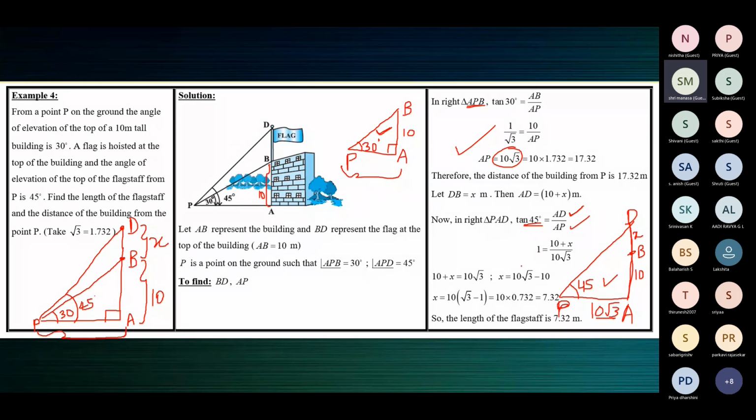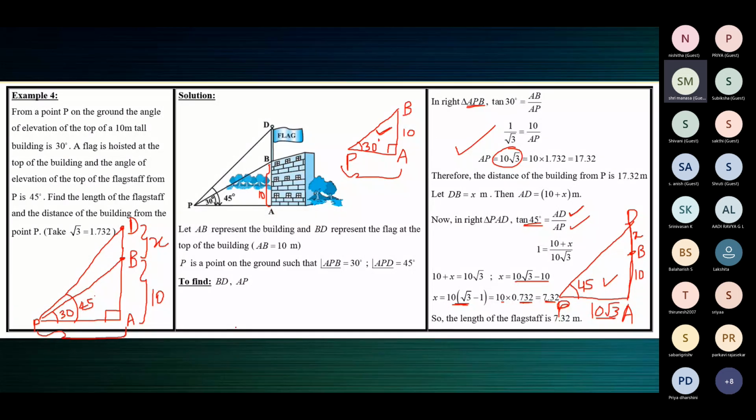Now when you work with this, this is how you solve it. X is equal to 10 root 3 minus 10. You should take out 10 common, root 3 minus 1. The value of root 3 is 1.732. 1.732 minus 1 is 0.732, into 10 is 7.32. So the length of the flagstaff, because X is what? X is only the flagstaff length. So the length of the flagstaff is 7.32 meters.